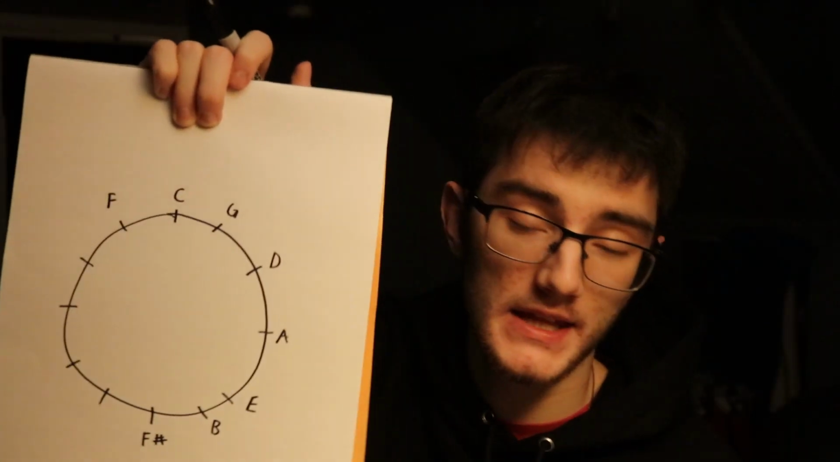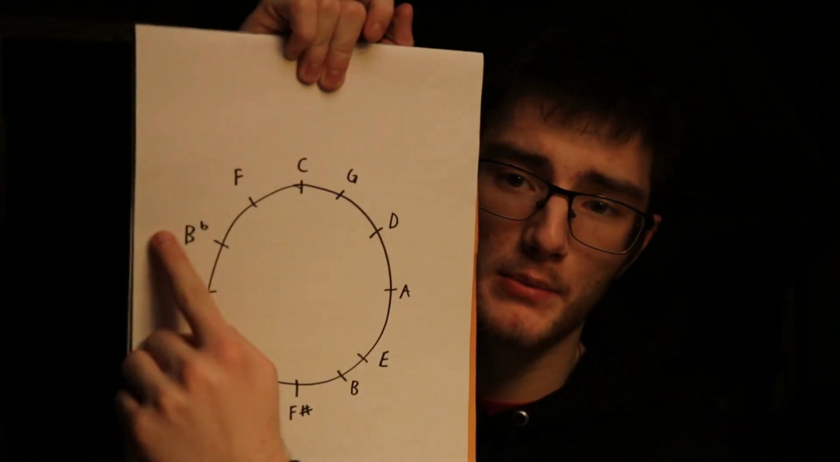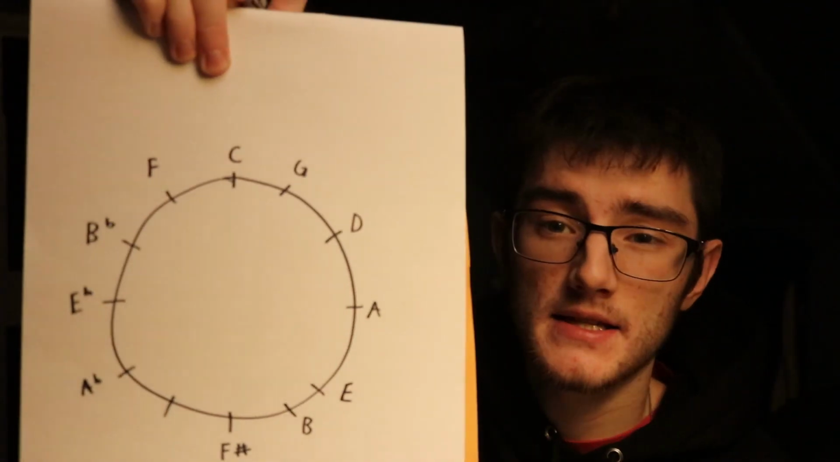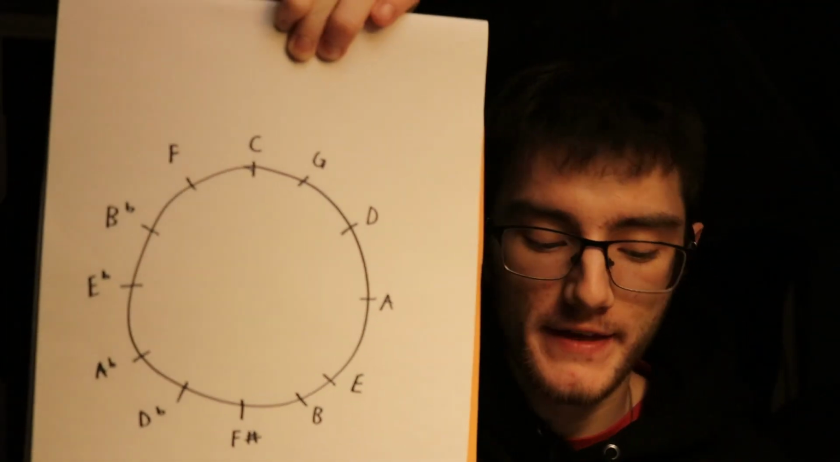Now for the left side, all the notes are going to be flats, not sharps. Next to the F that you put earlier, you're going to put a B flat. Then you put an E flat, and a flat is just a little lowercase b next to the top of the letter. After the E flat, it's an A flat. After the A flat, that last empty space is going to be a D flat.